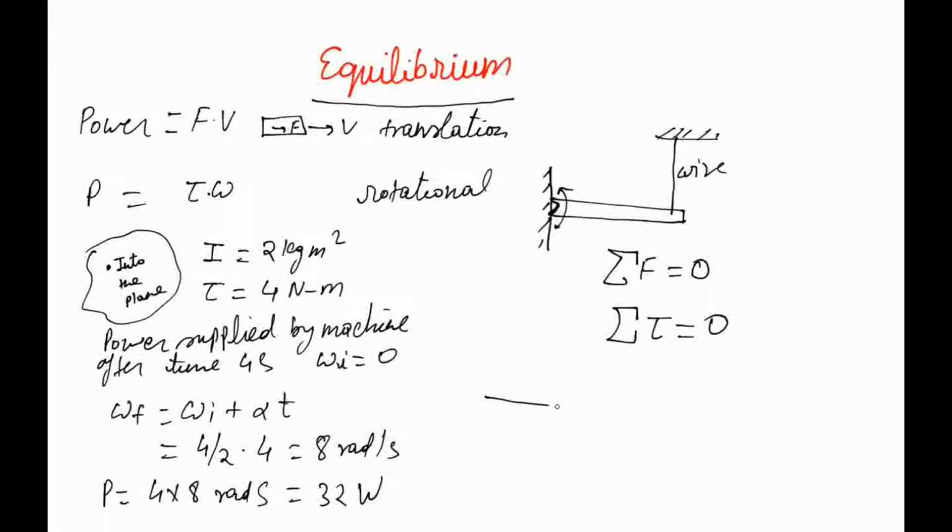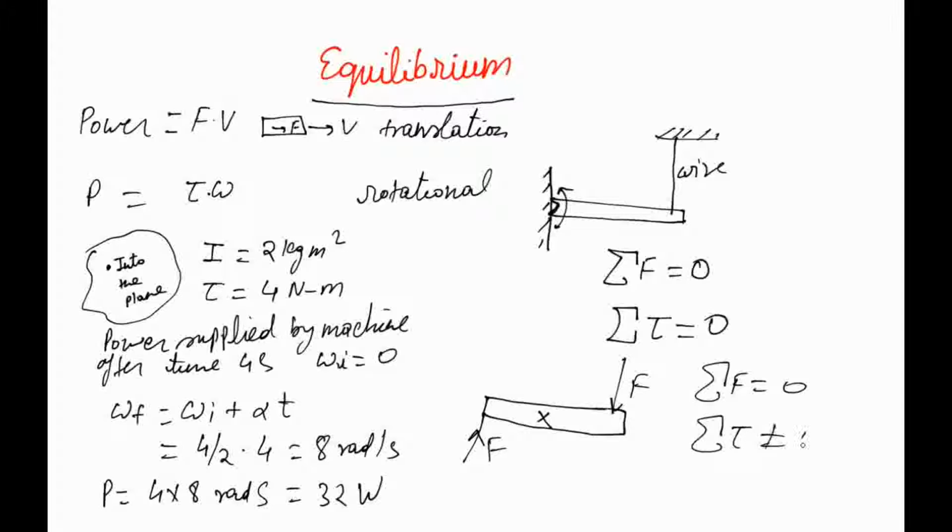For example, let's say you have this thing which is hinged here. You apply a force like this and you apply a force like that. But is this in equilibrium? Well, no. The net force is certainly 0, but the net torque is not equal to 0. In fact, the whole thing will be rotating like this.